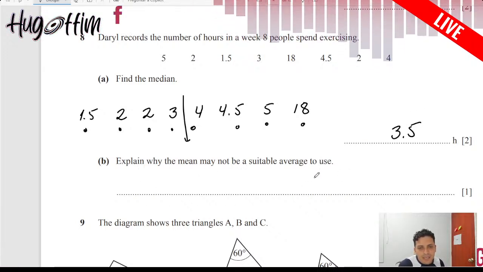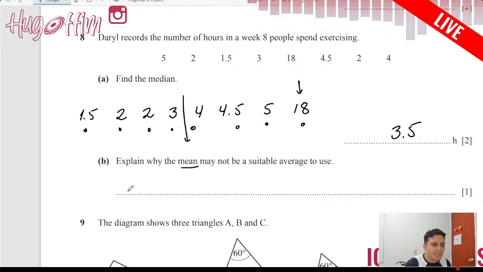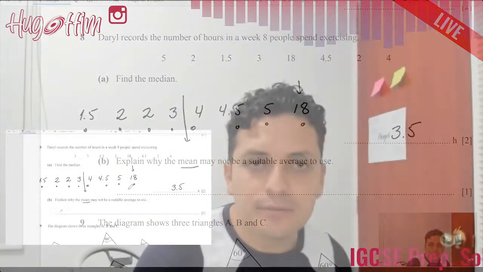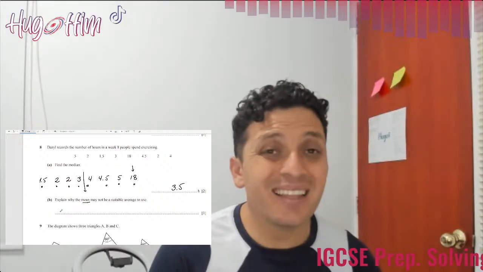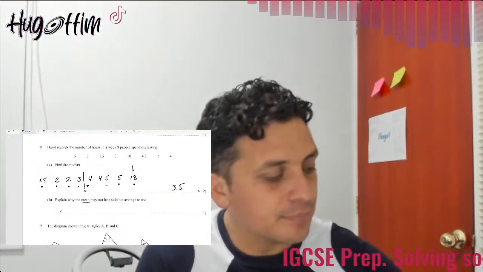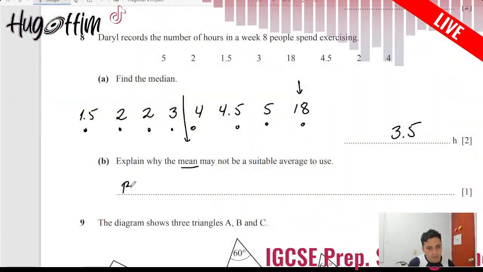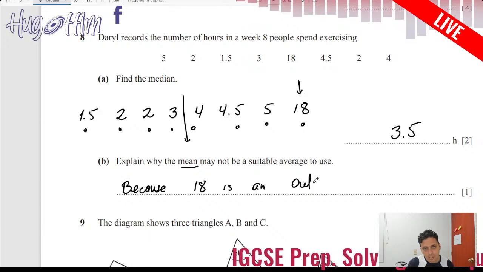Explain why the mean may not be a suitable average to use. The problem with this data is that we have this 18, and this 18 is an outlier. As 18 is an outlier, the mean may not be a suitable average to use. It's better to use the median in this case. Every time you have an outlier in statistics, it's better not to use the average. It's better to use the median, okay? So I'm just going to write because 18 is an outlier.